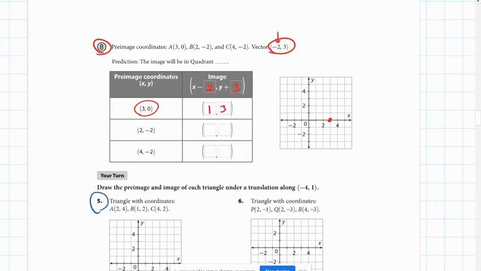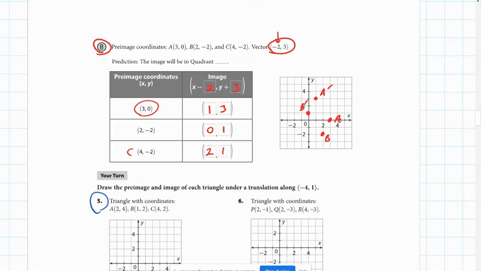So (3, 0) starts here, and then it ends up at (1, 3). So we'll call this point A and point A prime. And then this point, if we subtract 2, would be 0, add 3 would be 1. So (2, -2) ends up at (0, 1). And so this is point B and B prime. And then do the same thing for this last point. We'll call it C. And so that's 4 minus 2 is 2, and -2 plus 3 is 1.